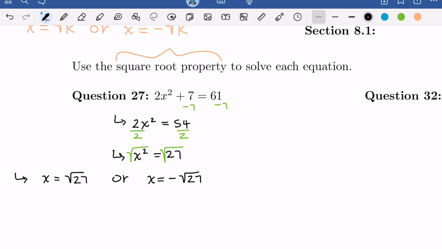Now from here, we do want to simplify this as much as possible. Our final answer is not going to be the square root of 27 because we can simplify this further by breaking this up into its factors.